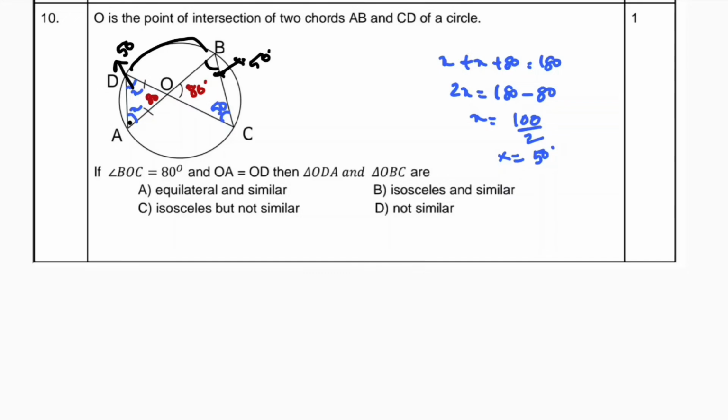Now if you observe both the triangles, triangle ODA and OBC, all the angles are equal. So 80, 50, 50, here also 80, 50, 50. So the triangles are similar, and both have angles 50, 50, so they are isosceles. The first option, equilateral and similar, no. Isosceles and similar, yes, this is the correct answer. They are isosceles as well as similar. So the correct option is B.